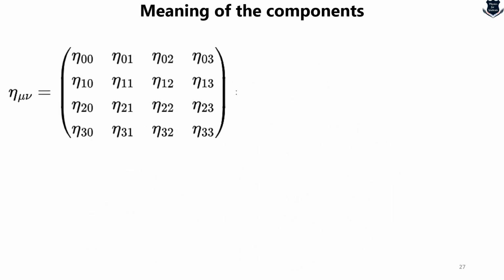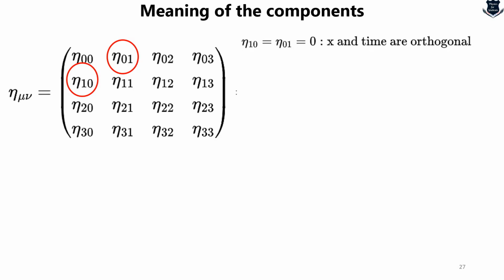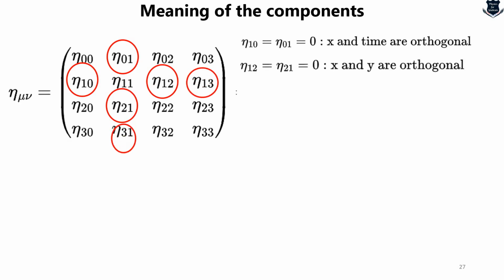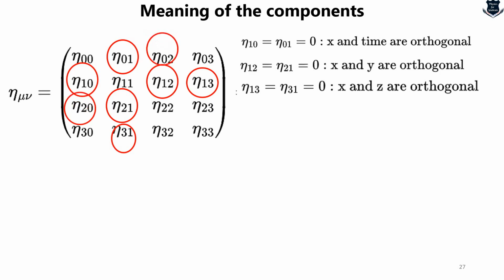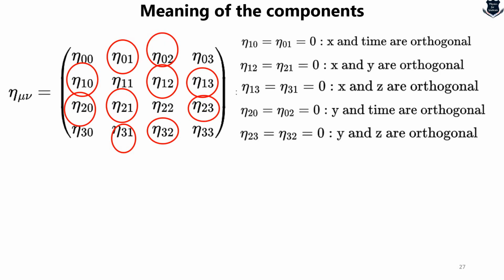Now, one thing is very remarkable in Minkowski space-time. If you look at this, there are certain things which are, I won't say common, but they can be taken as a pair. For example, this 1, 0 and 0, 1. I will come to what I mean by pair, because this carries a meaning. So 1, 0 and 0, 1 equal to 0 means x and time are orthogonal. Similarly, 1, 2 and 2, 1 can be a pair: x and y are orthogonal. Similarly, 1, 3 and 3, 1 can be a pair, and 2, 0 and 0, 2 can also be a pair, as well as 2, 3 and 3, 2.